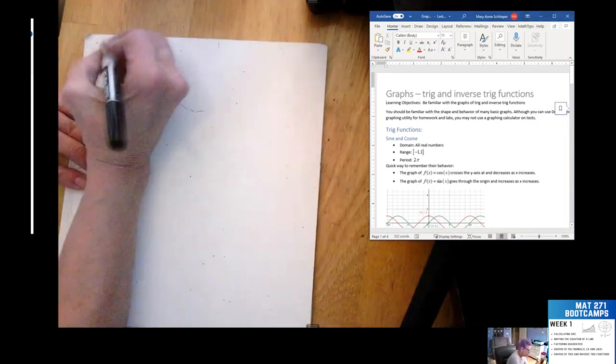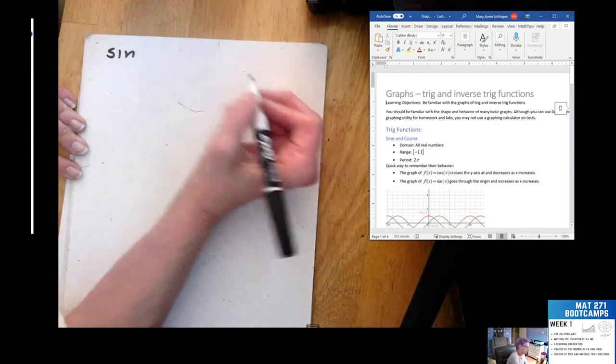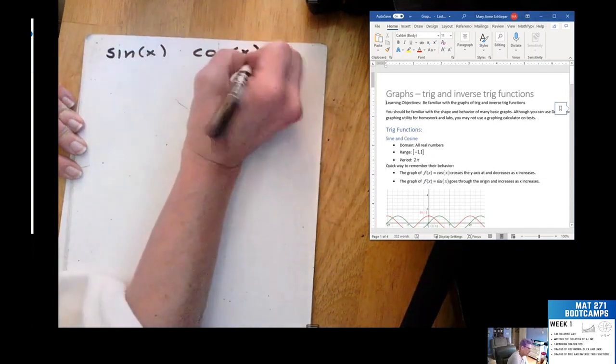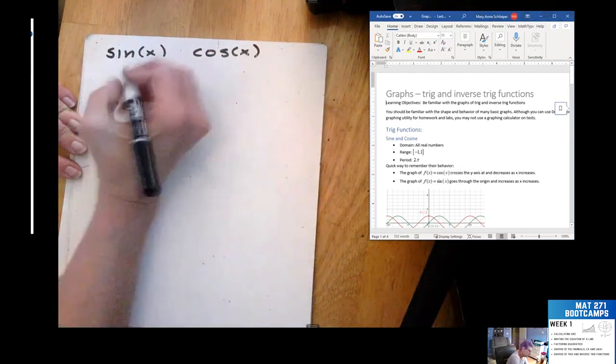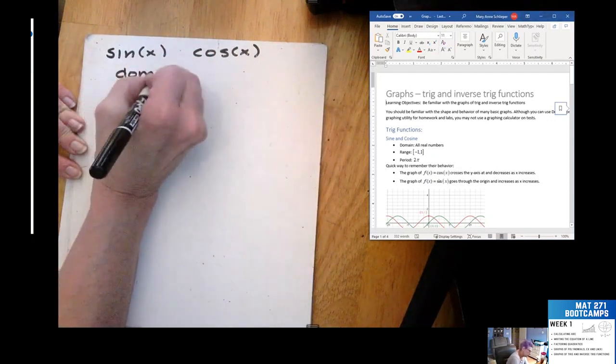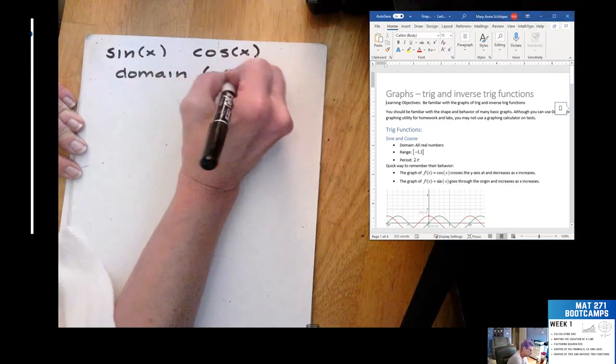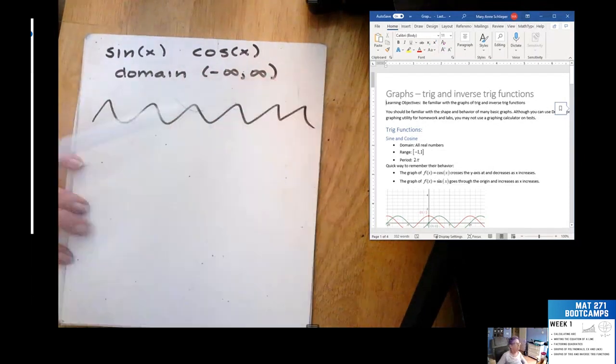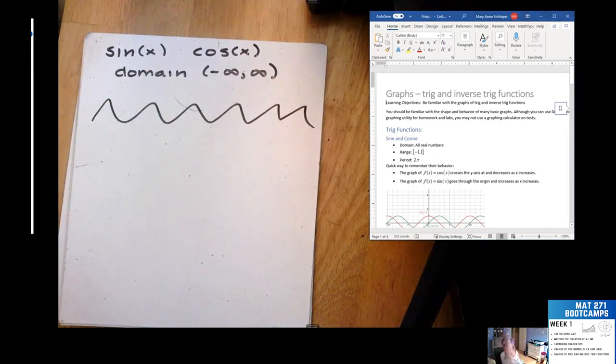First off, sine and cosine are nice, friendly functions whose domain is all real numbers. And they both have the same general shape. Up and down and up and down and up and down. Same general shape. They just repeat over and over again forever.